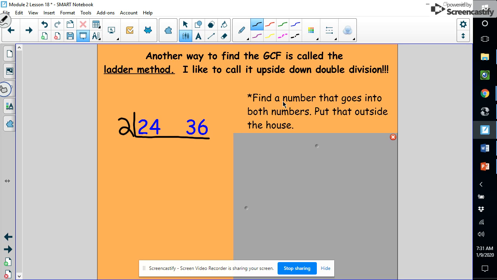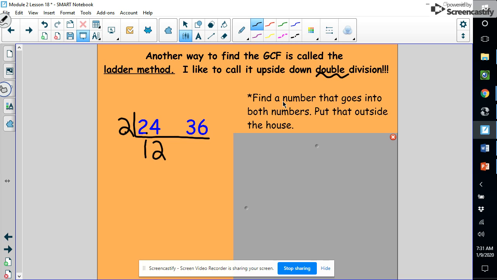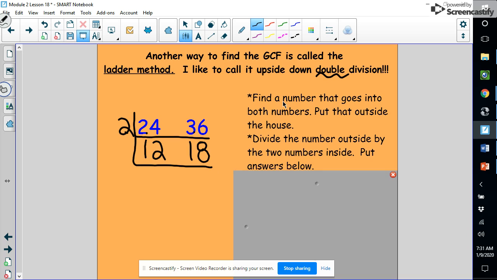So now I'm going to do my division, but I'm going to do my division upside down. How many times can 2 go into 24? 12. So I write the 12 below it. But remember, I said it's upside down double division. So now I'm going to have to do 2 into 36. 2 can go into 36 18 times. I'm going to now put another division box upside down around that. So I divided the numbers outside by the numbers inside, and I put the answers below.